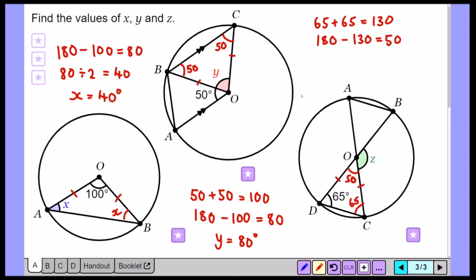Lastly, I can work out Z because angles on a straight line add up to 180, so I simply do 180, subtract the 50 degrees that I've got, and that gives me 130. So therefore, Z equals 130 degrees. I can obviously use some of my other angle facts, such as vertically opposite angles, to help me find some of the other missing angles in this circle.